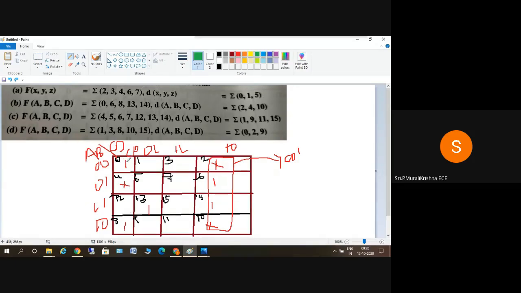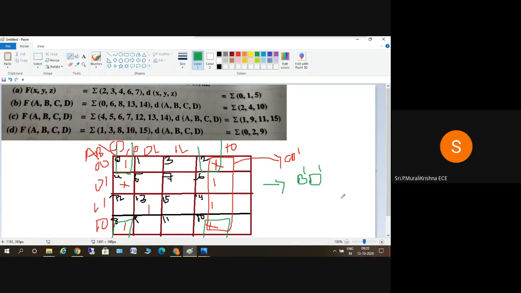Yeah, so what is 0 to here? So this 0, 2, 8 and 10. Sorry for that. So 0 to 8 and cover the same. So B bar, D bar, D bar, D bar. Okay.